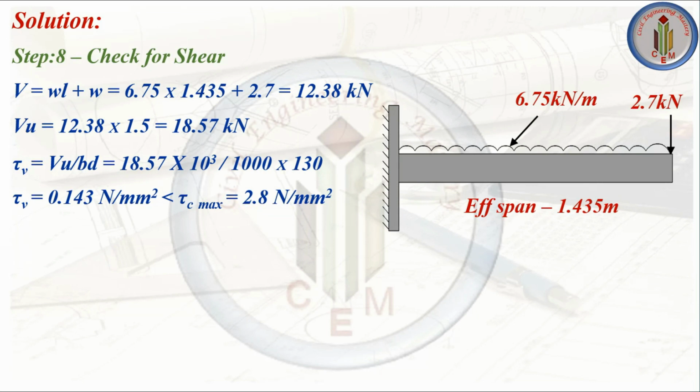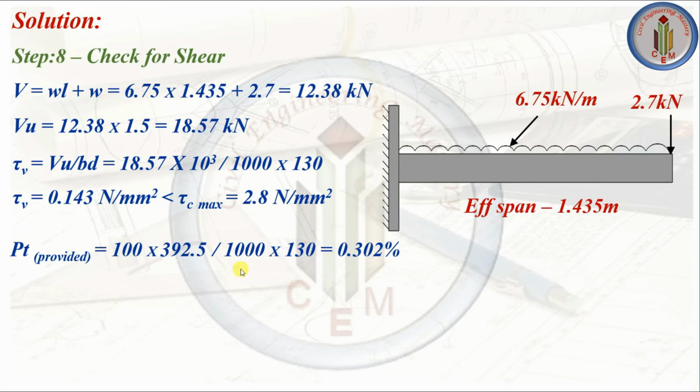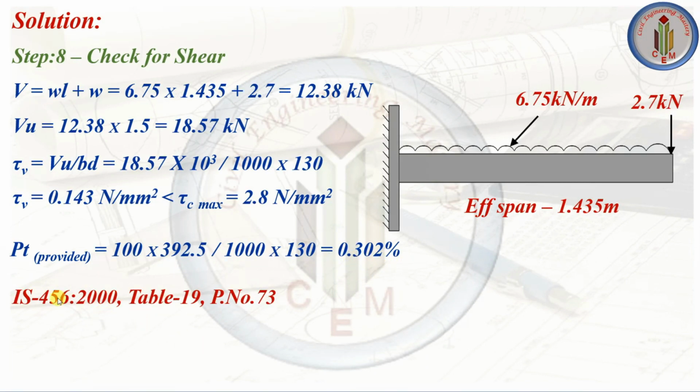Next we need to find out the tau c value. For that we need to know the pt provided. So pt provided is 0.302 percentage. Next we need to find out the tau c value from IS 456-2000 table 19. Let me show you how we find out the tau c value by using this pt provided.